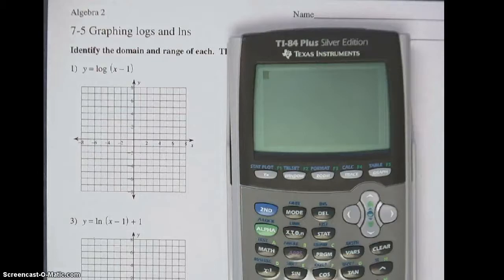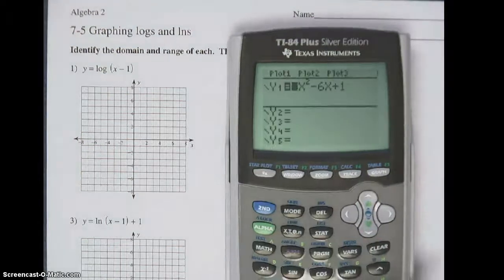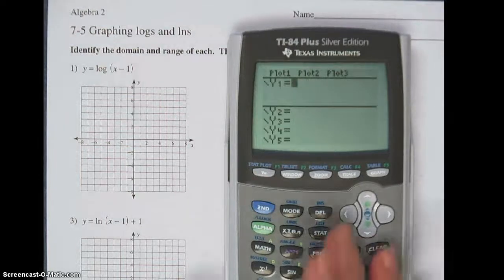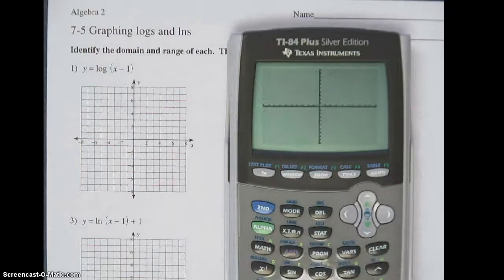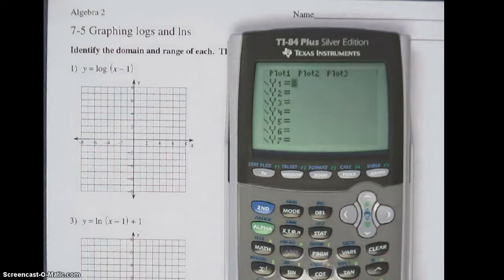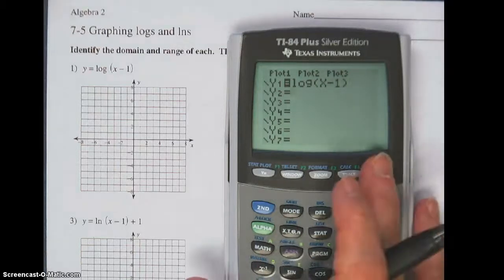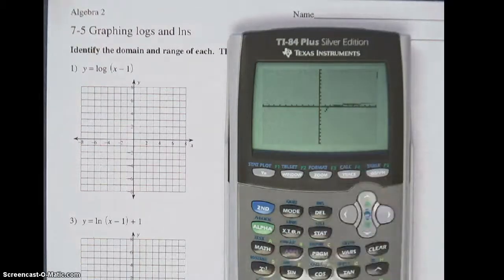Today we're going to graph logs and ln's, and one of the things I want you to remember is that logs and exponents are inverses of each other. So when we graph our first log function, again you probably want to hit zoom and 6 to get you back to normal. But when we hit our log equation, it's going to look a little different than the exponential. And why do they look different? Because they're inverses of each other.